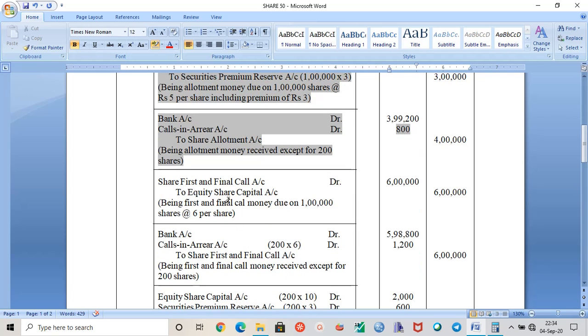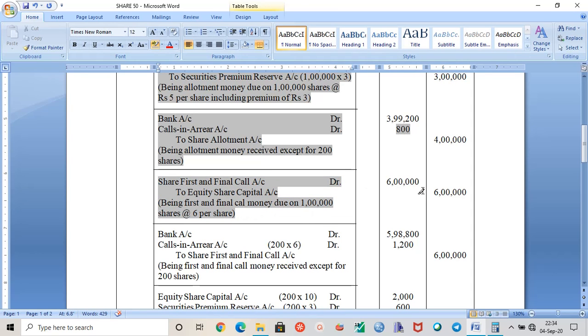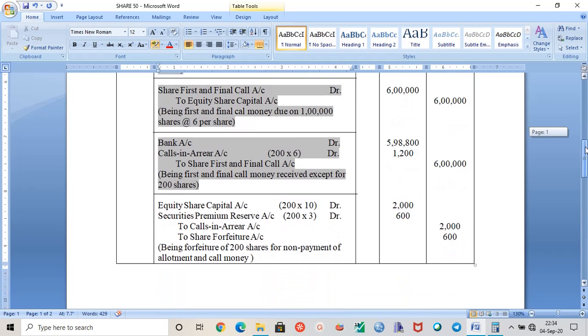Now we will make the entry for share first and final call. So it will be 6 lakh. Now 200 number of shares are allotted, so we know it is very simple. 1200 will be the calls in arrear at the time of receipt of share first and final call money.